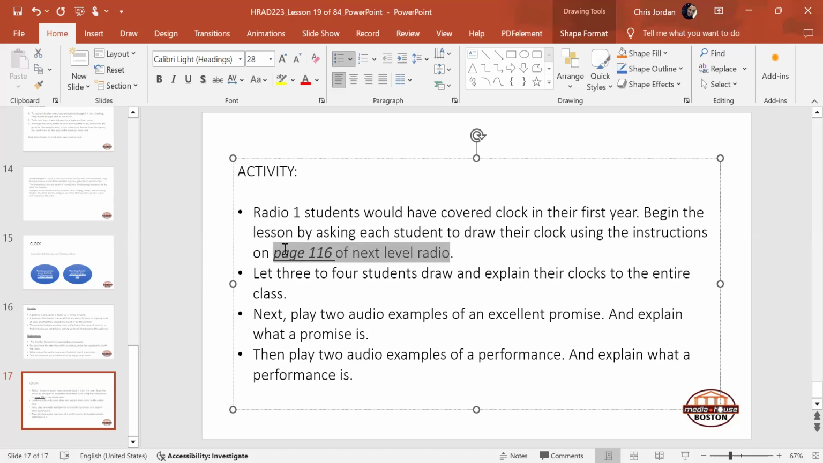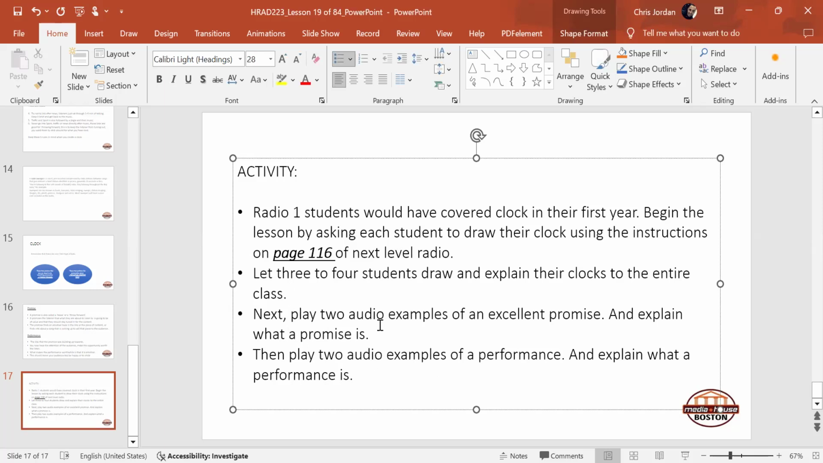So again, I'm going to leave it for now, not the beginning of the lesson, because even in my third year, when I go onto the clock, the students don't remember it. Remember what I said about radio? Radio is cumulative as a subject, so it goes on from one year to another year to another year. All of it is important, that you learn everything that you do learn. Let 3 to 4 students draw and explain their clocks to the entire class, which I will definitely do when I see you again, because it's super important that I know that you know how to do this. So start doing it at home as we move along the lessons.